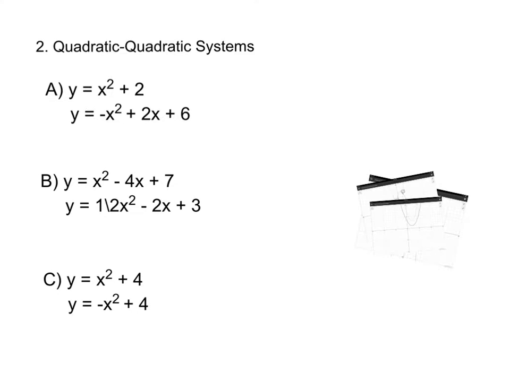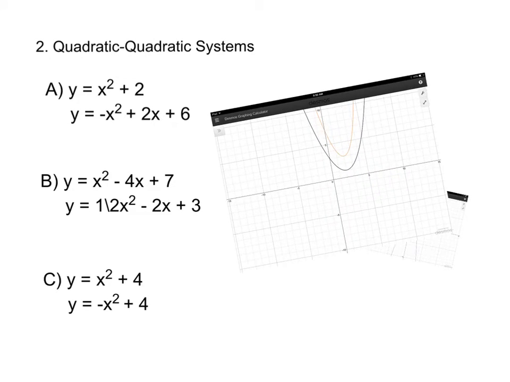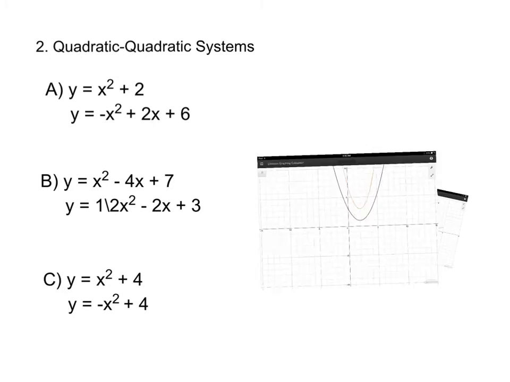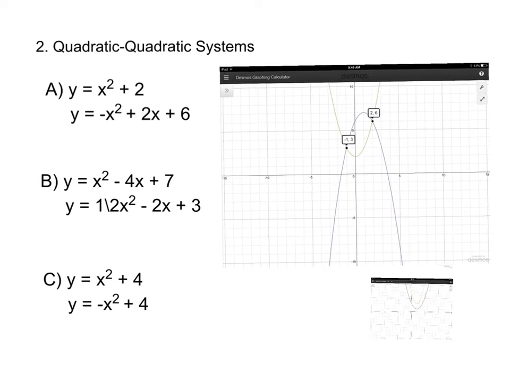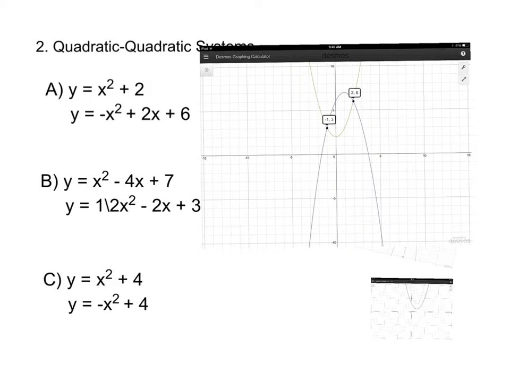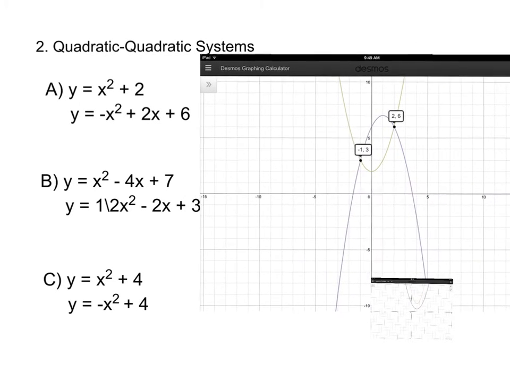So here's the other possibility for quadratic systems. y equals x squared plus 2, y equals -x squared plus 2x plus 6. This is one where one is opening up and one is opening down, right? And let's see. That's not the right graph. That might be it. That looks like the right graph, doesn't it? So this one has 2 solutions, and that's probably what you're going to find most often when you're working with quadratic systems, is 2 solutions.